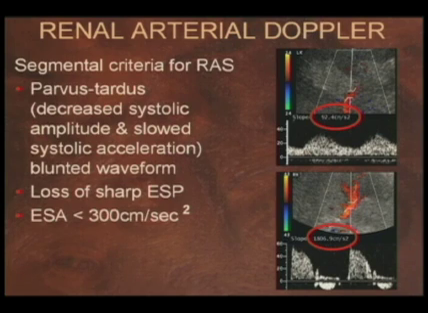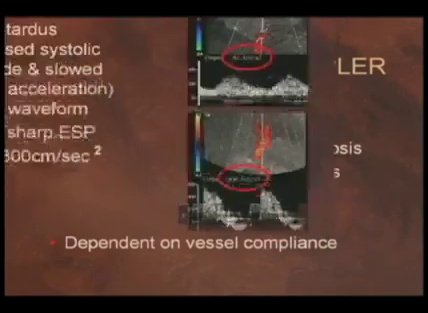Now, you don't really need to measure the slope in this case, because you can just look at the waveforms and see how different the systolic acceleration is in the left kidney compared to the right kidney. But in borderline cases, measurement of that early systolic acceleration can be handy.